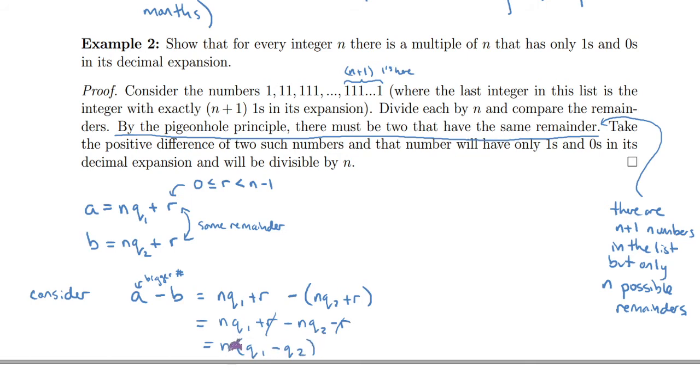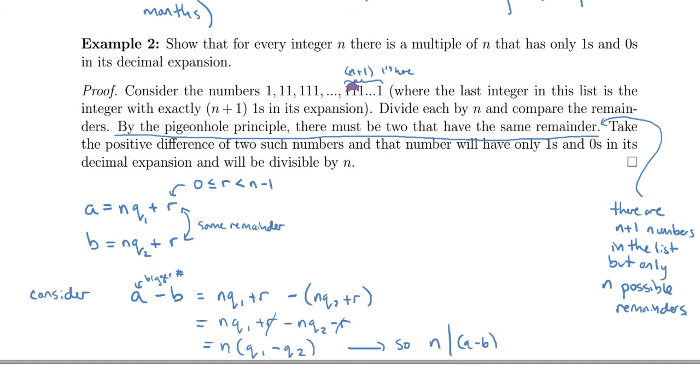Do you see that n is a divisor of a minus b? So take the positive difference of two such numbers, and that number will have only ones and zeros in its decimal expansion, and it will be divisible by n. This equation shows you that it's divisible by n, so n divides a minus b. And then why would it only have ones and zeros in its decimal expansion?